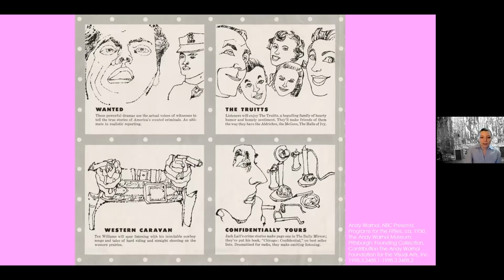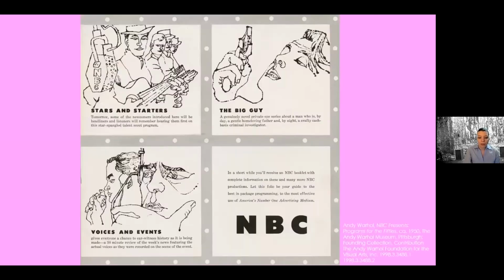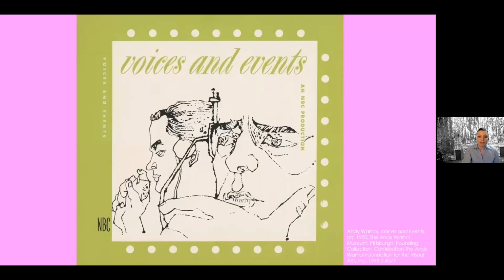And so once again, the Warhol Museum has a few of the preliminary drawings that Warhol used for these NBC title cards. And then also Voices and Events, which you can see was a news radio program for NBC. At some point, NBC was thinking about making Voices and Events into a little EP released on vinyl. Here in the museum collection, we've got a mock-up proof for that potential album, but the album never got made.